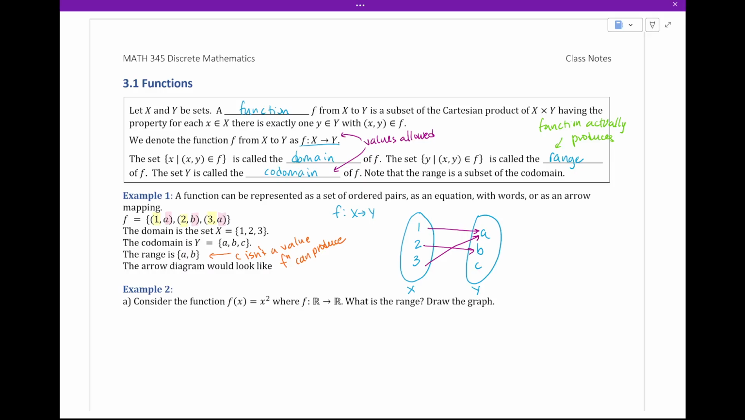So here we are seeing this is actually a function. If it wasn't a function, we would see repeated x values. So function means no repeated x values. But we see that the codomain and the range are not the same. The range are just these two, the things that the function actually produces, but c is part of the codomain. So here we see that the range and the codomain are not the same.